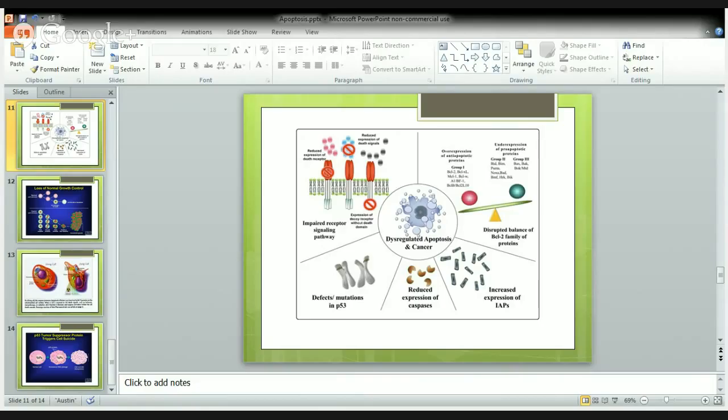You need your caspases in order to go about the process of apoptosis. Reduced expression of such will cause a higher likelihood of apoptosis failing. Increased expression of IAPs. IAPs are the inhibitors of apoptosis, so of course an increase of these inhibitors is not what we need. And finally, disrupted balance of BCL2 family proteins.